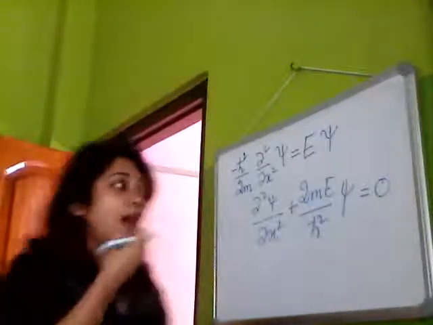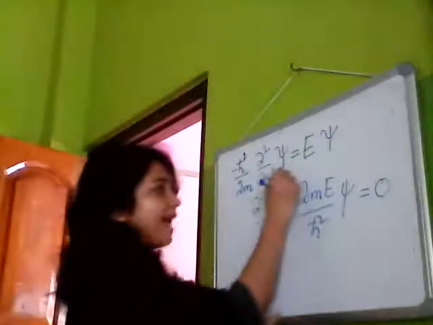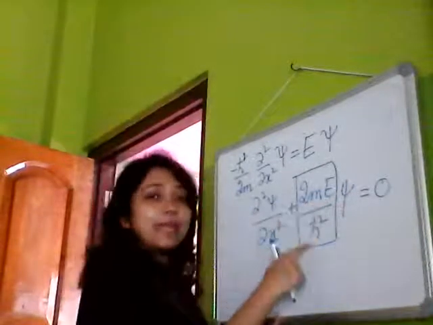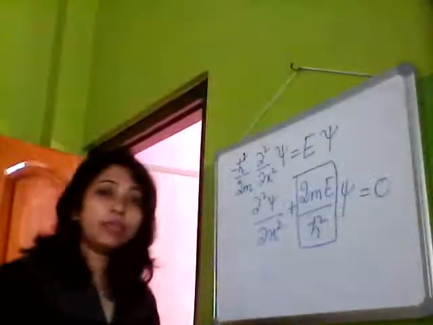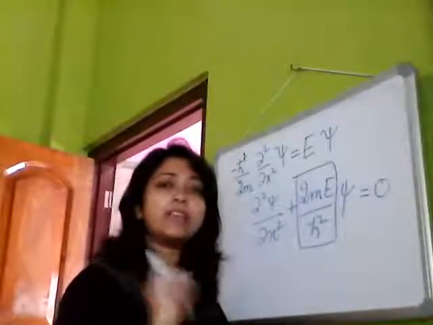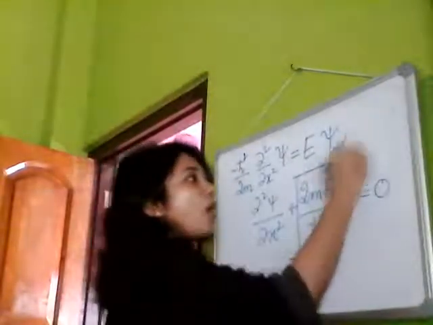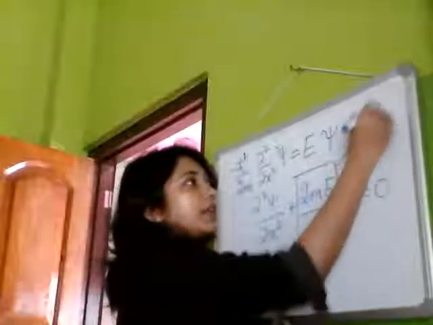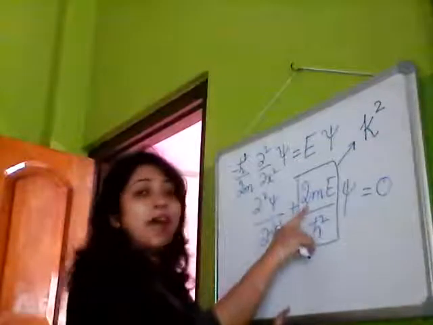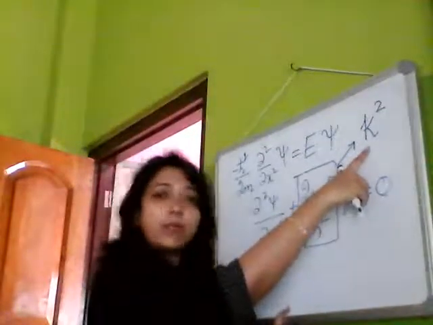Very good. So now look at this equation a little carefully. We have a particular term over here, twice m e by h cut square. I do not want to write this twice m e by h cut square many times. I will give it a small name. What small name do I give it? Say I call this quantity k square. Fine. So please note it down that we are replacing twice m e by h cut square by a term k square. Fine.